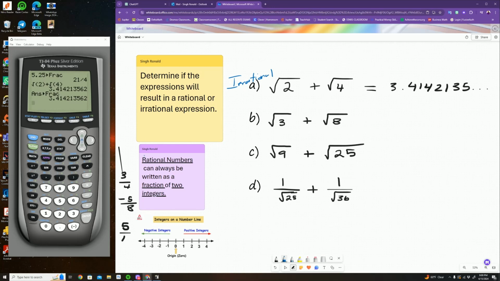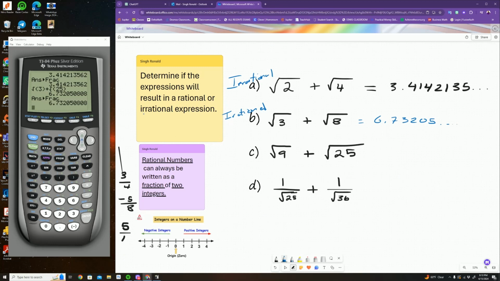Let's talk about B. Let's try this one. The square root of 3 plus the square root of 25. Enter. So it looks like it might be irrational. It's not terminating, it's not repeating, but let's try that fraction trick. Math, fraction, enter. It could not be turned into a fraction, so this one here is also irrational, 6.73205 dot dot dot. It does not repeat and it does not terminate, making it irrational.